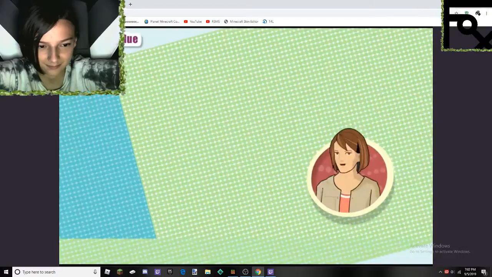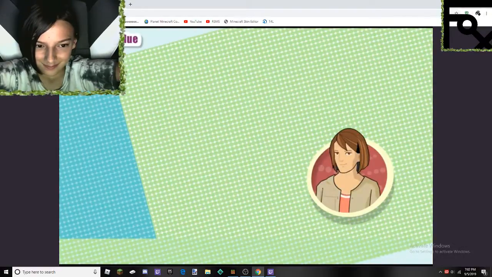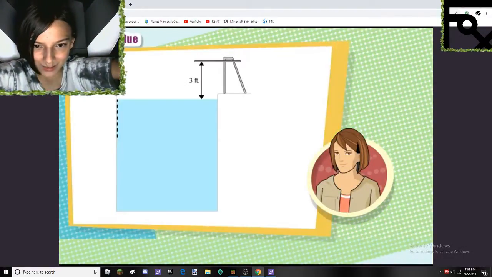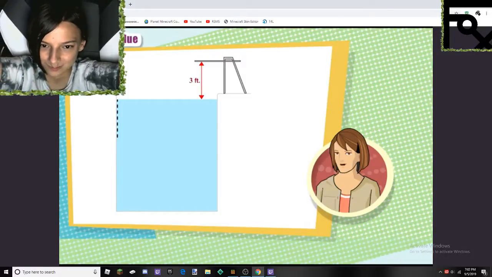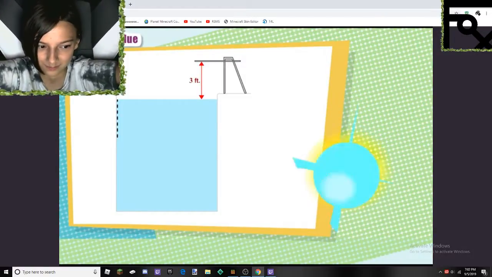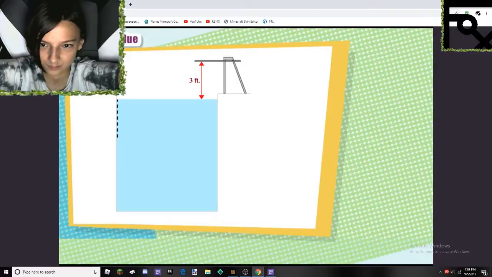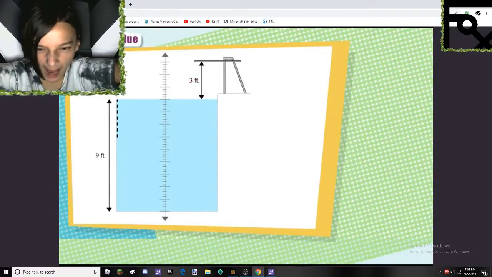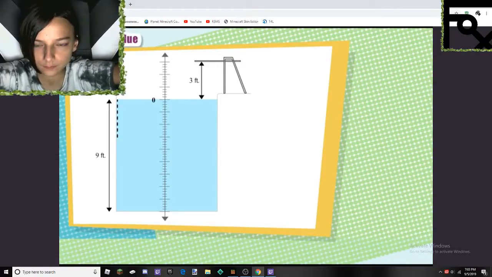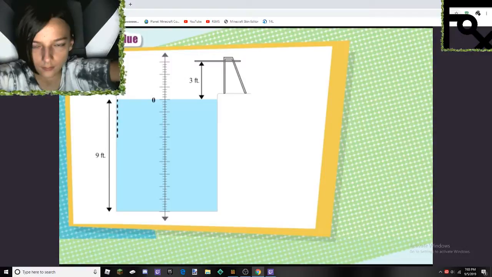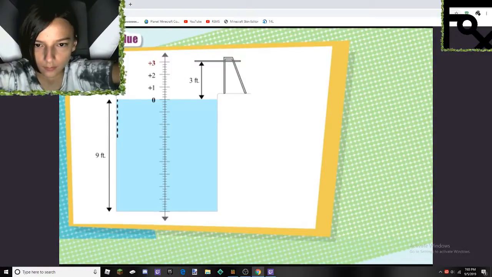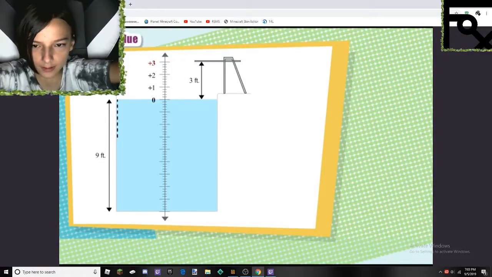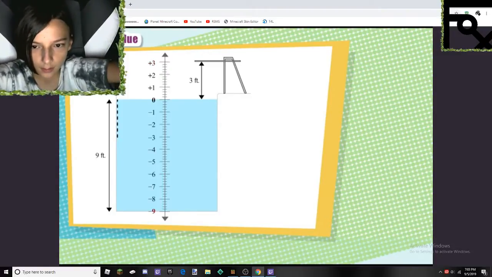Now let's see how to compare the absolute values of two numbers. A diving board is 3 feet above the water surface, and the bottom of the pool is 9 feet below the water surface. If we let 0 represent the surface of the water, then the location of the diving board can be written as the coordinate positive 3, and the location of the bottom of the pool can be written as the coordinate negative 9.